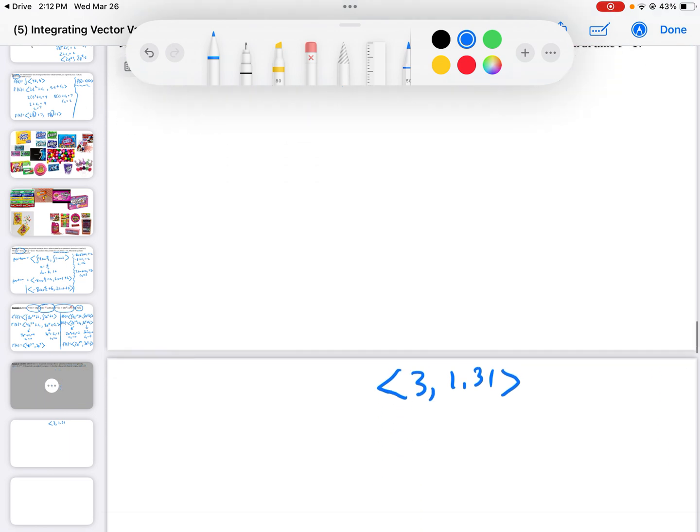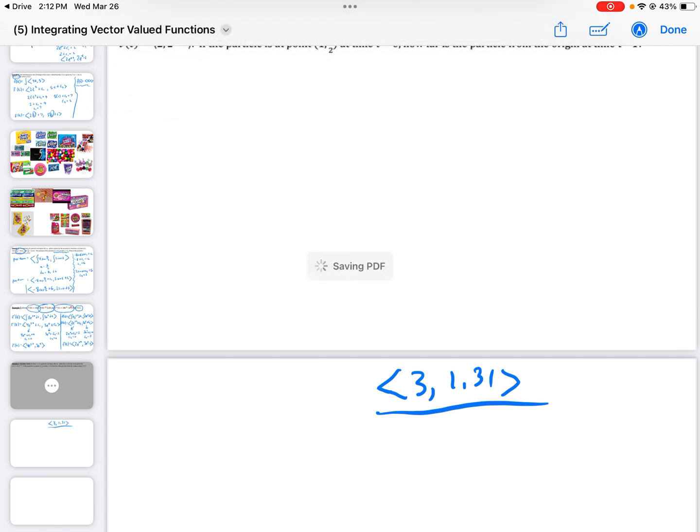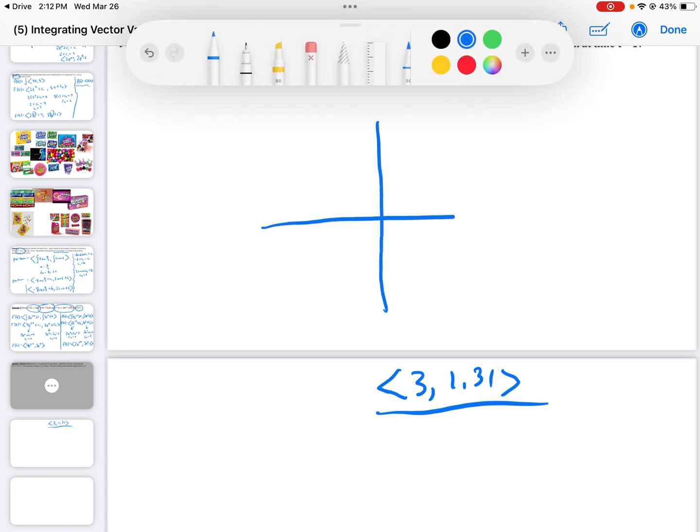It says, how far is the particle from the origin? So what this represents is where the terminal point is on that vector value function. So the terminal point's at 3, 1.3. So I've got to find what's that position. So that's just your distance formula. It's the whole idea behind magnitude. So this would be 3 squared plus 1.31 squared is equal to that distance squared. So solving that would be 3.274.